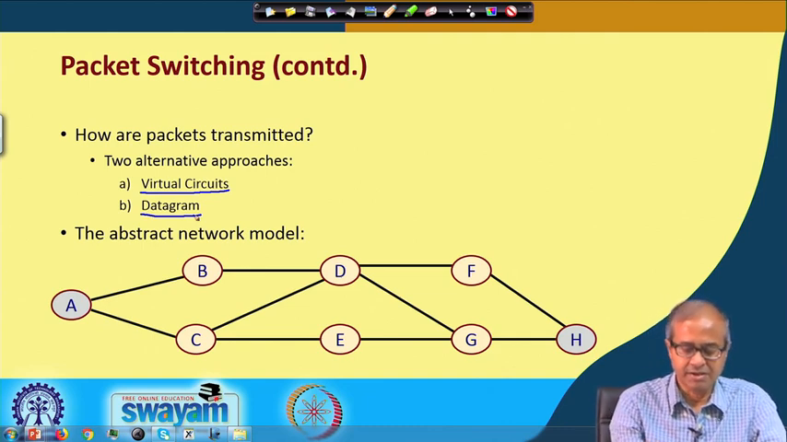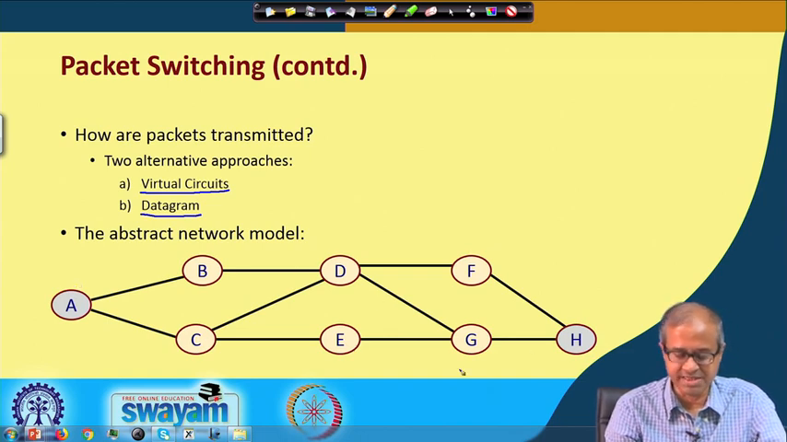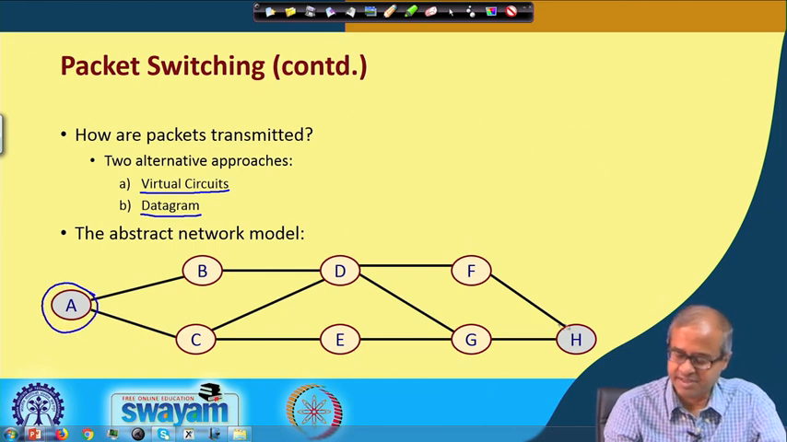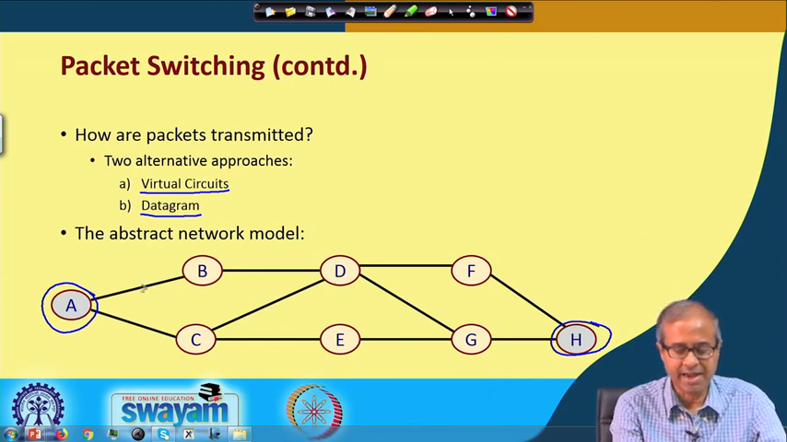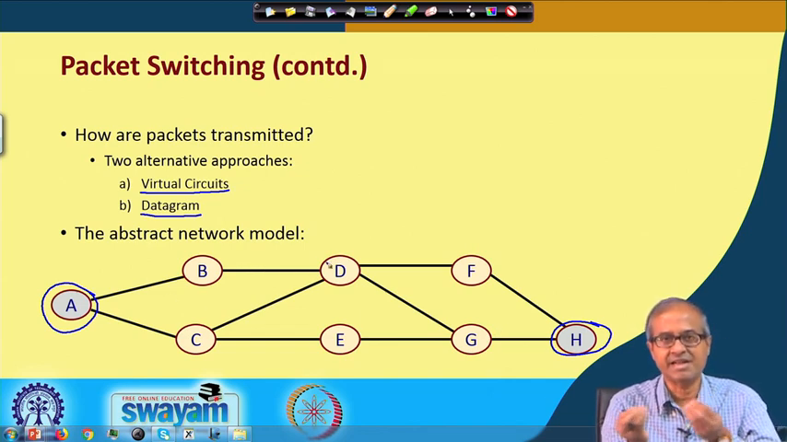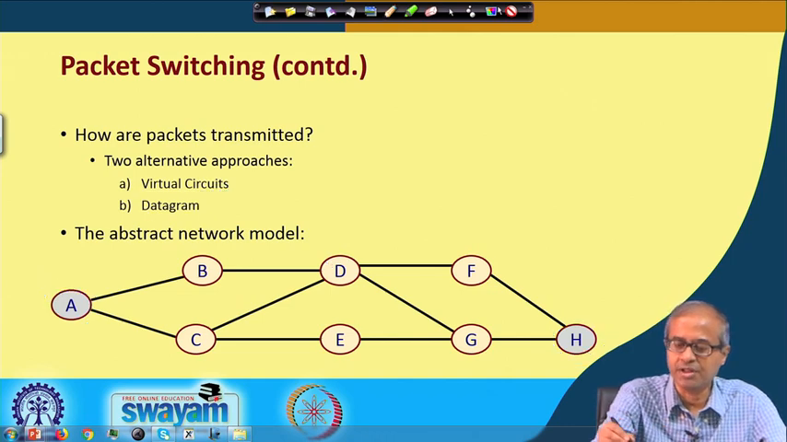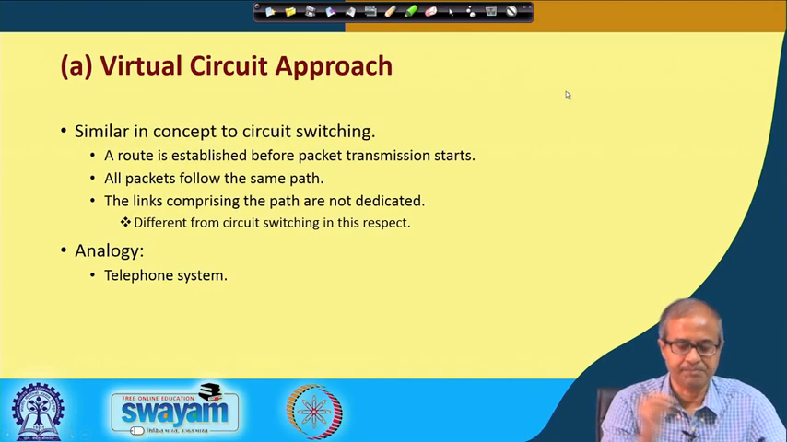Now, the abstract network model will again be something like the one you had shown earlier, where there will be a sender, a receiver, several intermediate nodes, and some links connecting the intermediate nodes. So, the packets will follow some of these links from the source A to the destination H. This is the model that we will be assuming.